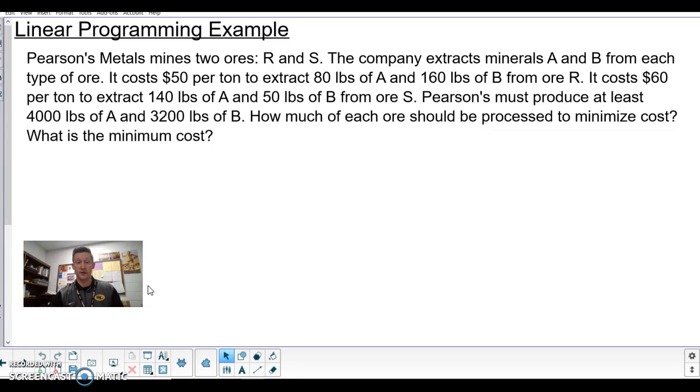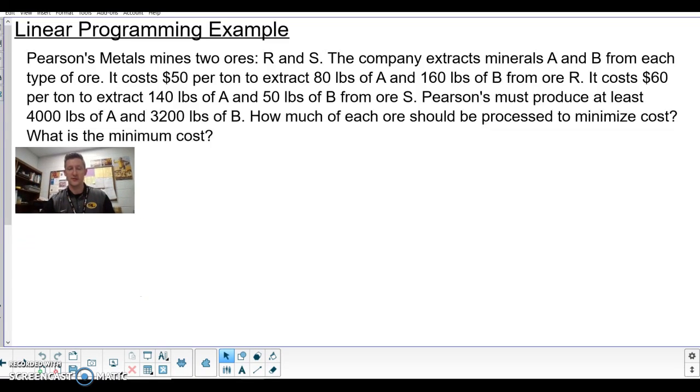Precalc students, we're going to do a linear programming example. This example actually matches up with one of the problems in your assignment. You can figure out which one and then just add in the work right there on your assignment. When we do linear programming, we're trying to minimize or maximize some kind of objective function based on constraints that are given to us in the context of the problem.